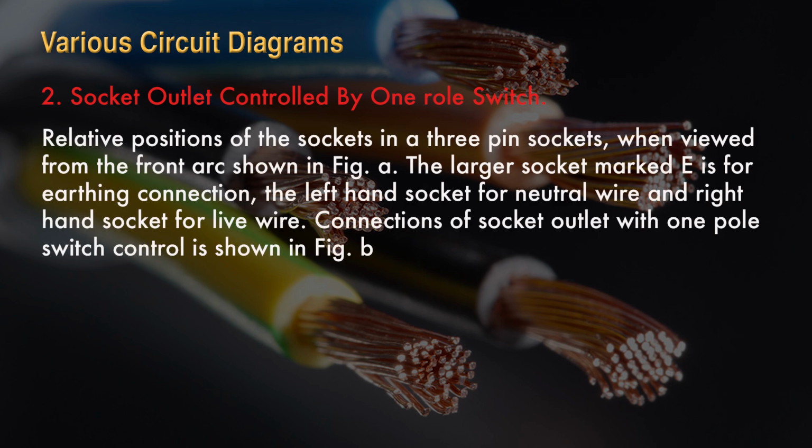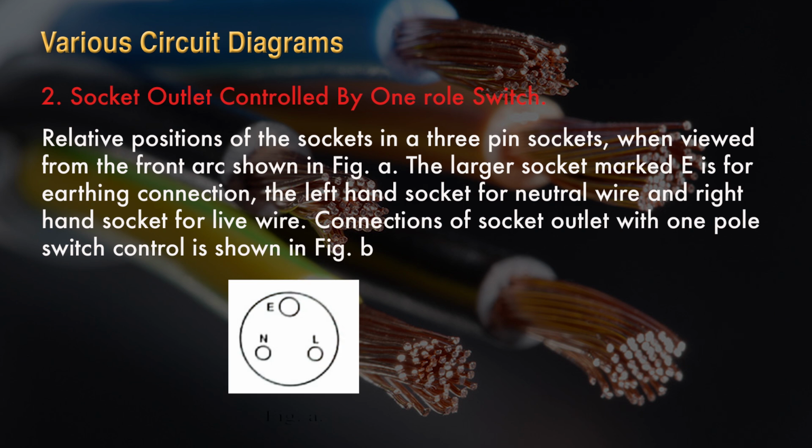The relative position of the sockets in a 3-pin socket when viewed from the front are as shown in figure A. Here you can see there are 3 terminals. The larger socket marked as E is used for the earthing connection. The left-hand socket is for the neutral wire and the right-hand socket for the live wire. Here you can notice that the topmost terminal, that is earth, has a larger diameter in comparison to the rest of the 2 terminals, neutral and line.